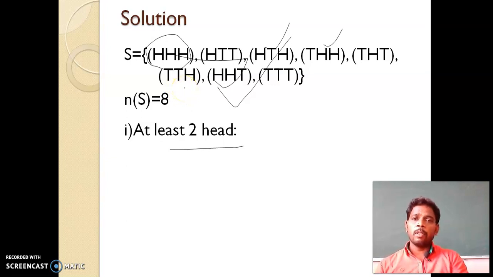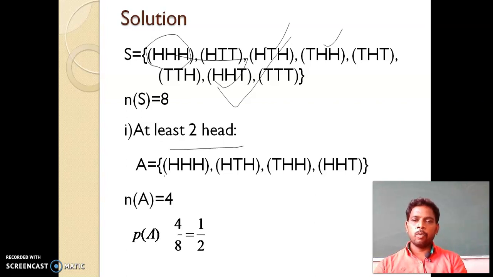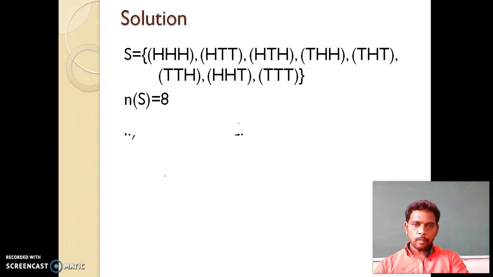Now what are the possible outcomes here? 1, 2, 3, 4. So there are 4 possible cases under this event. Before writing this, you can define the event A: A equals the event of getting at least 2 heads. After that you can write n of A equals 4 and P of A equals 4 divided by 8. So 4 by 8 means 1 by 2.